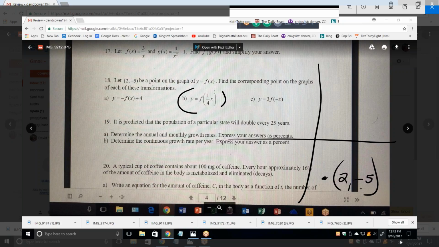Both, I think? No, it doesn't affect the x value. The only thing that's affected is the y. In other words, the y becomes 1/4 of y instead of y. So what's the new y value become? The x value doesn't change. What's 1/4 of the y value?